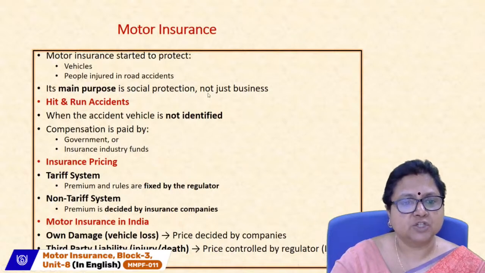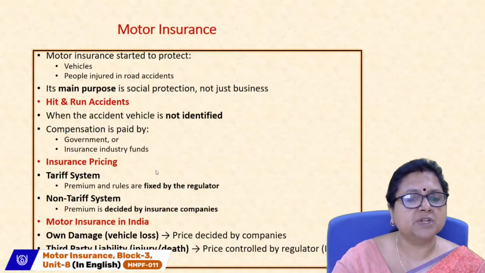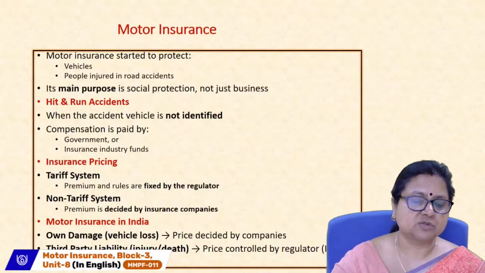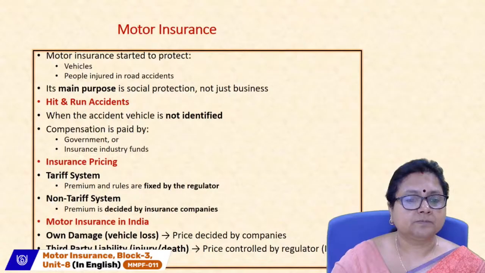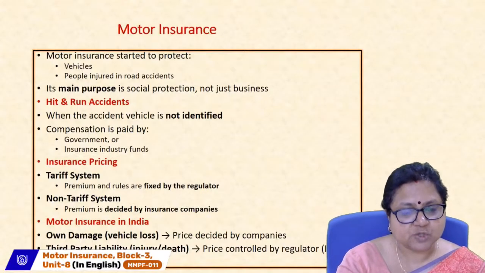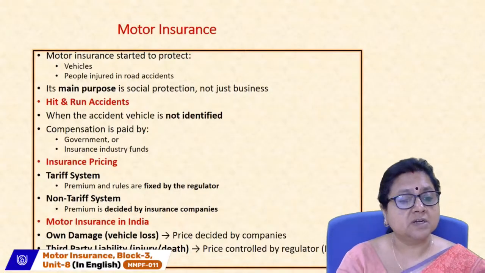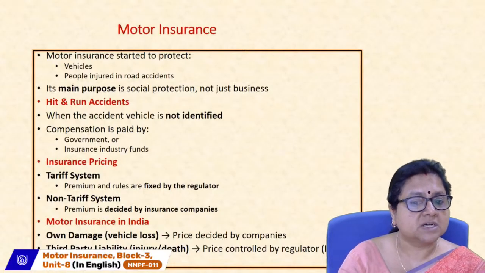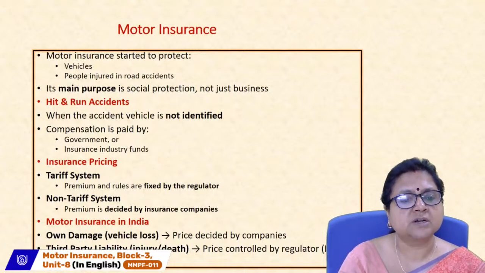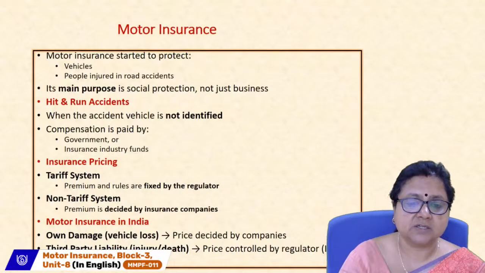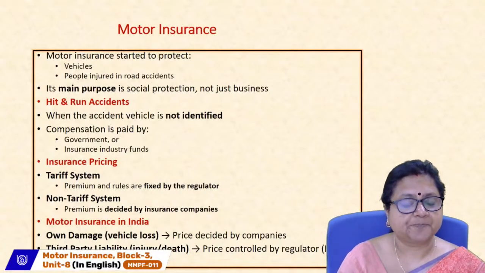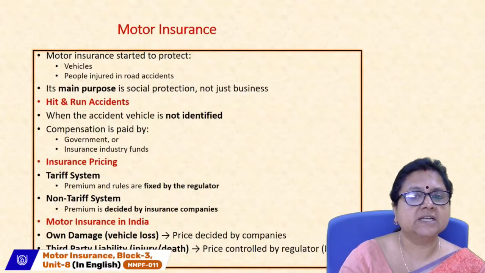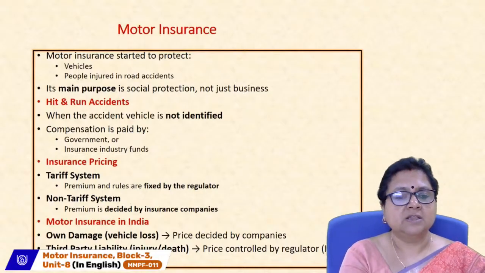In case of motor insurance, the insurance pricing is basically of two types. It can be a tariff system, where, as we all know, there has to be a premium paid by the individual to the insurance company. In a tariff system, the premium and rules are fixed by the regulator, which means the government fixes the rules and the pricing. In a non-tariff system, the premium is decided by the insurance companies, the private sector players providing motor insurance. Motor insurance in India is basically of two types, which we'll be discussing in the slides later on.